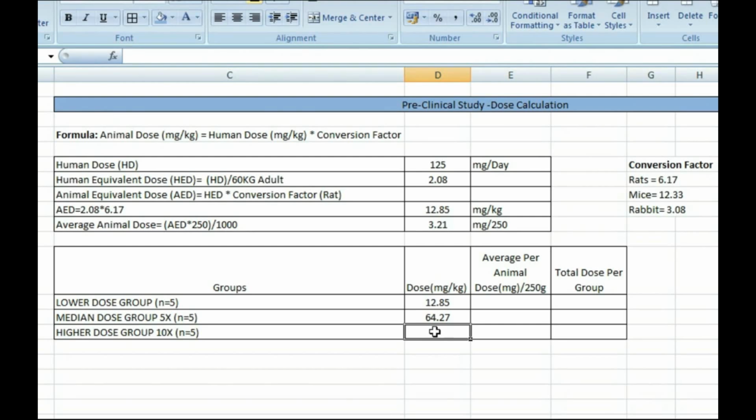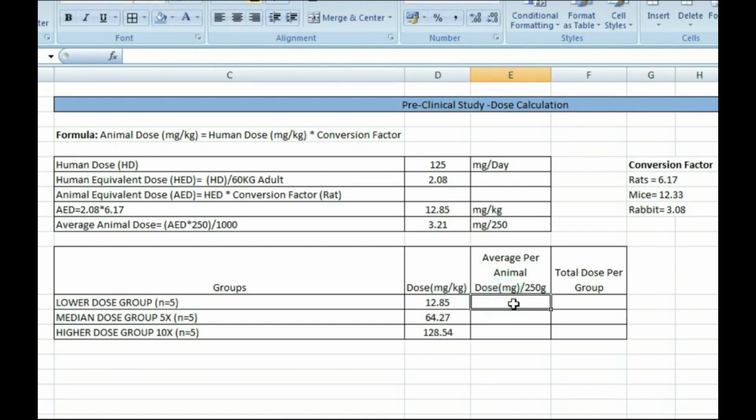So these are our lower, median and higher doses. In many cases, we decide the animal equivalent dose as the therapeutic dose, and lower than 3 times or 5 times, we decide as lower doses. Here the case is different, and we have taken the lower dose as the therapeutic dose.